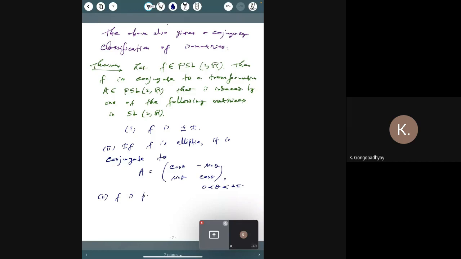If F is parabolic, then F is conjugate to the matrix 1, 1, 0, 1. So there is a unique conjugacy class of parabolic isometries. If F is hyperbolic, then F is conjugate to a matrix of the form diagonal, where you can take R greater than 1.